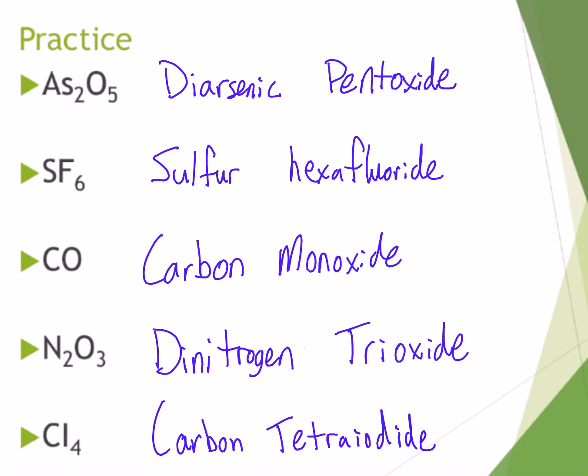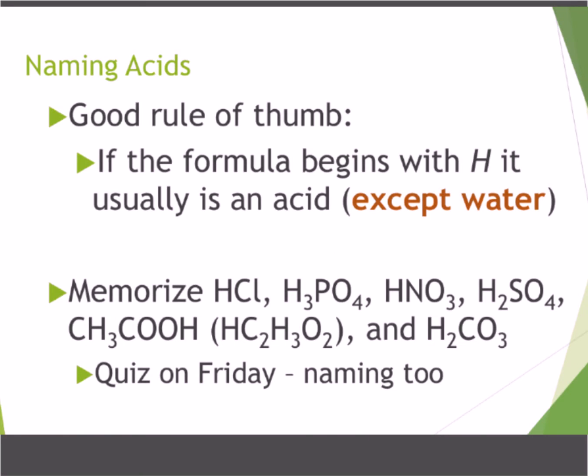This next thing we're about to do, guys, that flow chart that I passed out, that's what you need right now. Oh, I'm sorry. Acids. Before we get to the flow chart, we're going to talk about acids. All right, so in your notes, naming acids. Good rule of thumb, guys, for this class: if the formula begins with H, it usually is an acid, except for water.